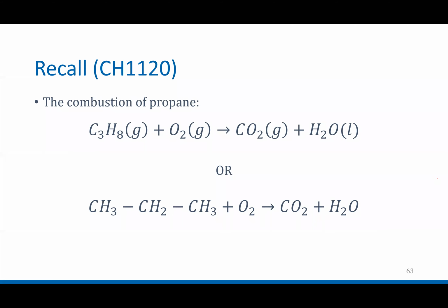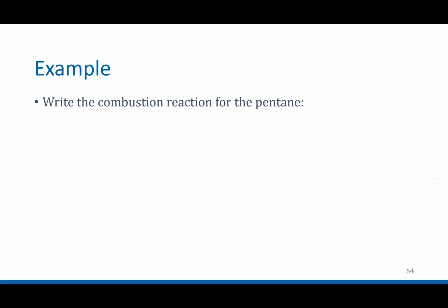So the combustion of propane is a classic one that you guys have probably done in 1120. I just want to show you a question. You might see a question like this on your test, wink, wink, the combustion reaction for pentane.